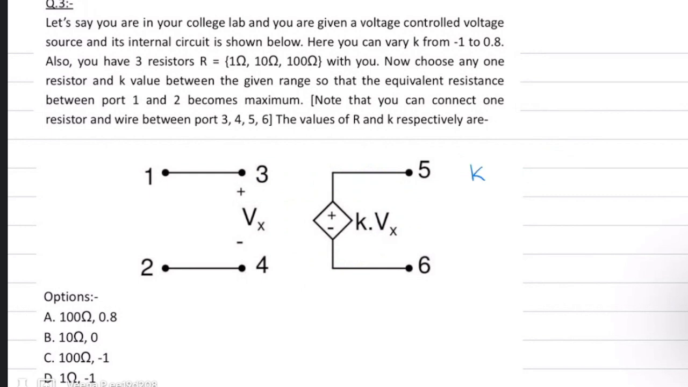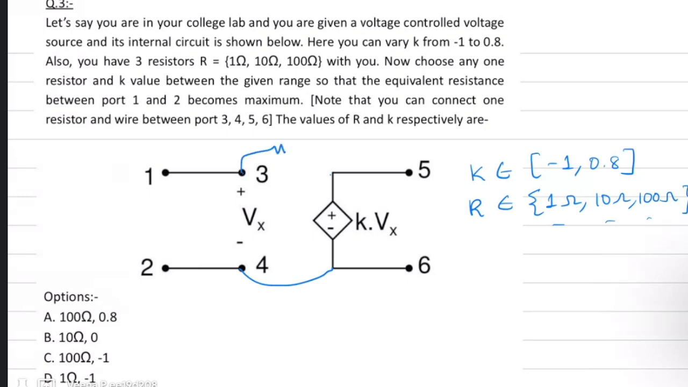Now the value of K can be any value between -1 and 0.8. And the value of resistor R, you have three resistors whose values belong to the set 1 ohm, 10 ohm and 100 ohm. Now you can connect these resistances between 3 and 5 or 4 and 6. You should select any one resistor and short the other two. So let's say I'm shorting 4 and 6 and I'm connecting a resistor between 3 and 5, or the other way, it doesn't make any difference.